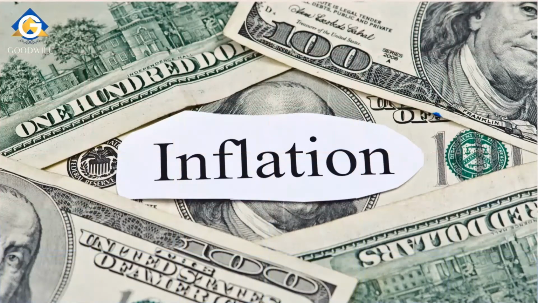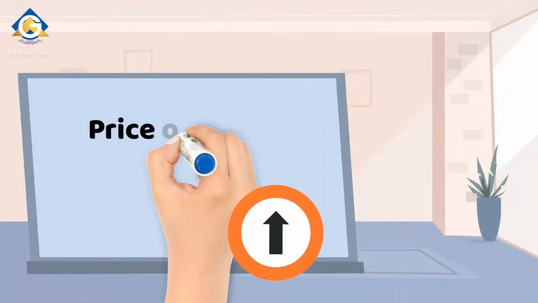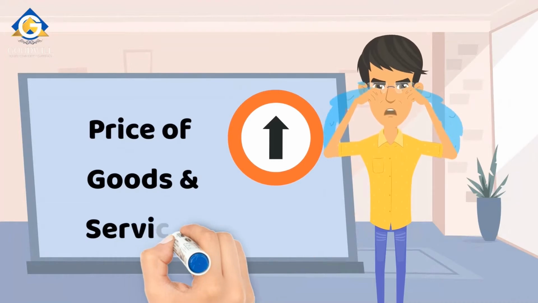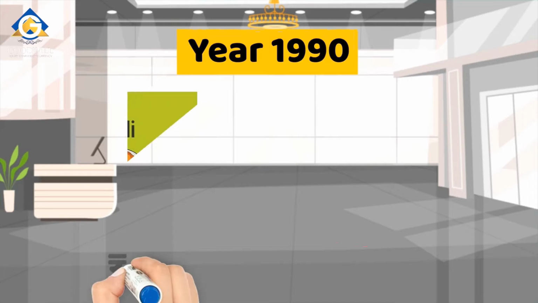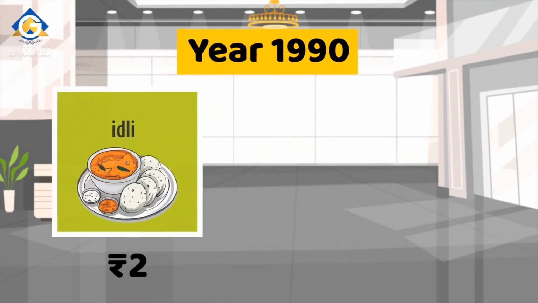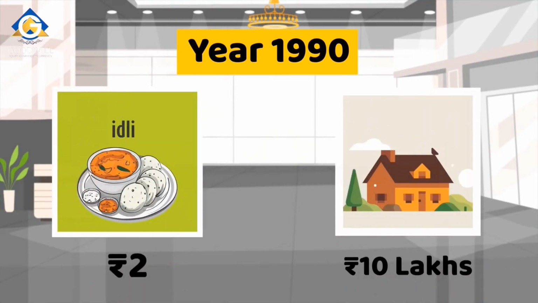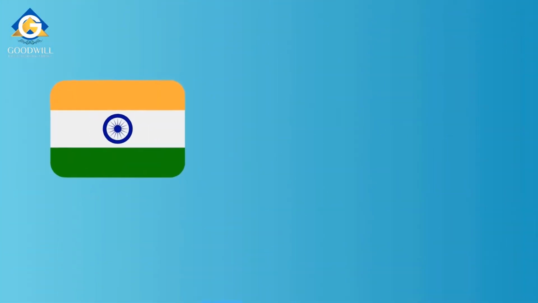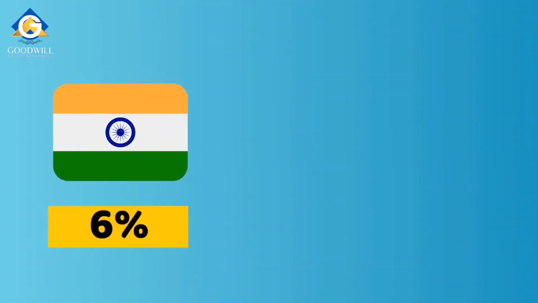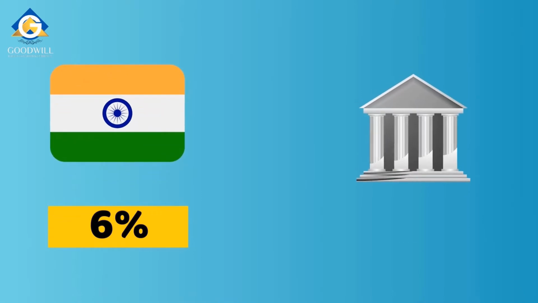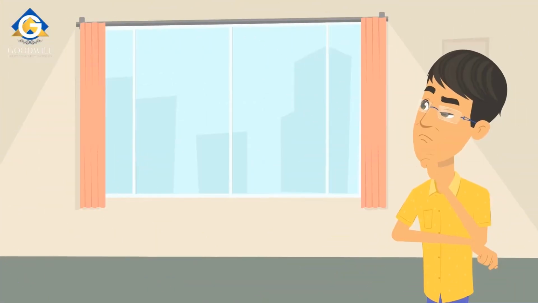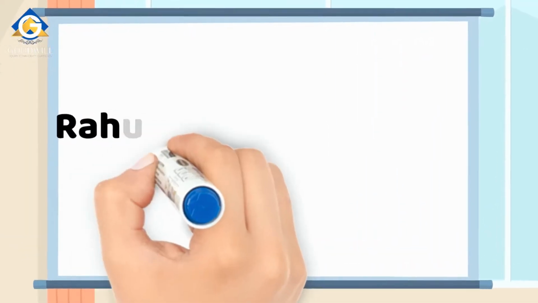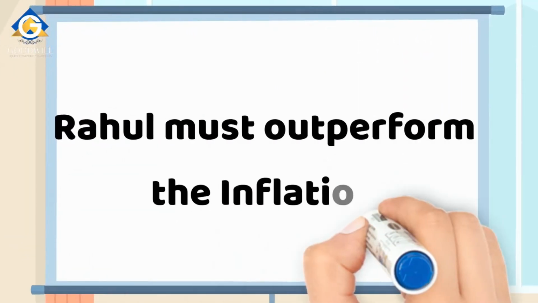Inflation defines everything. Inflation involves increased prices for goods and services. In the 1990s, you could purchase a pair of idlis for 2 rupees and a house for 10 lakhs. But that is no longer the case. India's yearly inflation target is 6%. Despite the bank paying Rahul 5% interest on his account, prices jumped by 6%. How should Rahul proceed? To make real money, Rahul must outperform inflation.